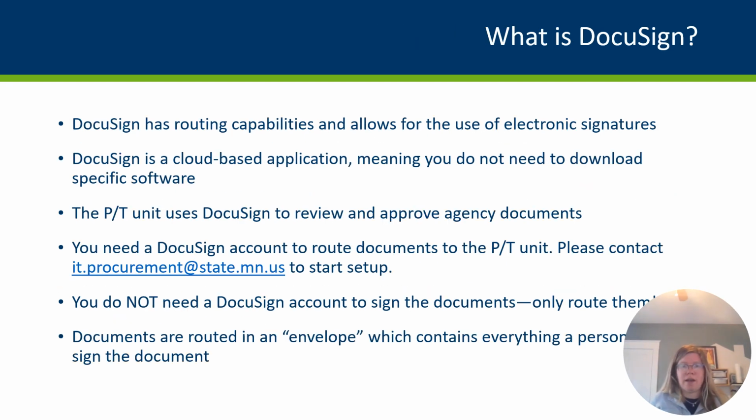What is DocuSign? DocuSign has routing capabilities and it allows for the use of electronic signatures. DocuSign is a cloud-based application, meaning you do not need to download specific software. You log into DocuSign via a web browser in order to use it. The PT unit uses DocuSign to review and approve agency documents.